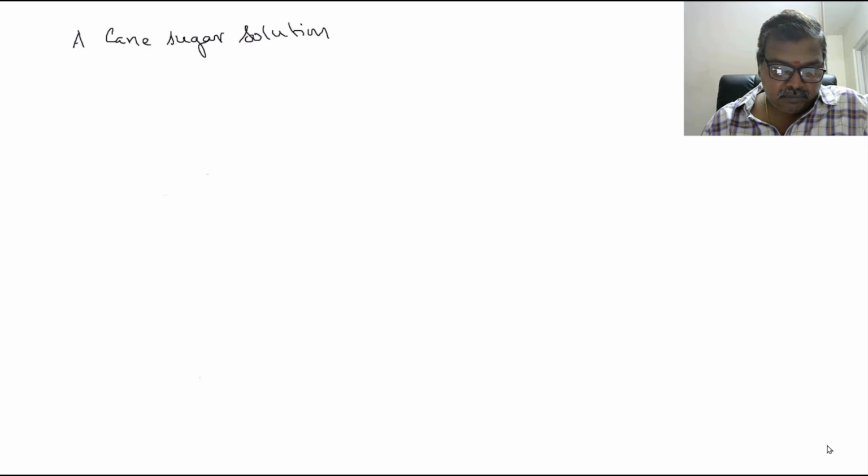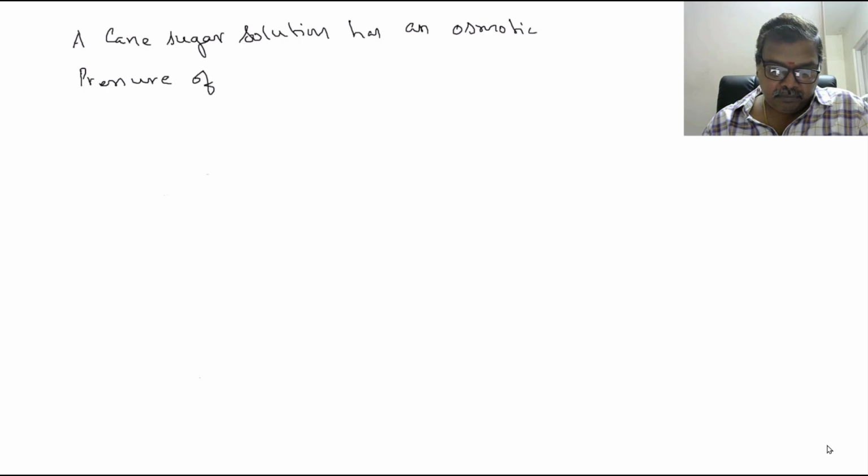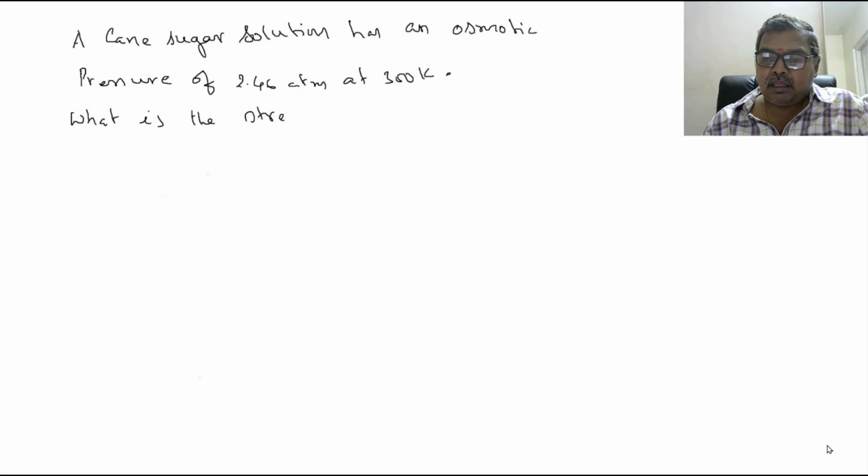Next, a cane sugar solution has an osmotic pressure of 2.46 atmospheres at 300 Kelvin. What is the strength of the solution?